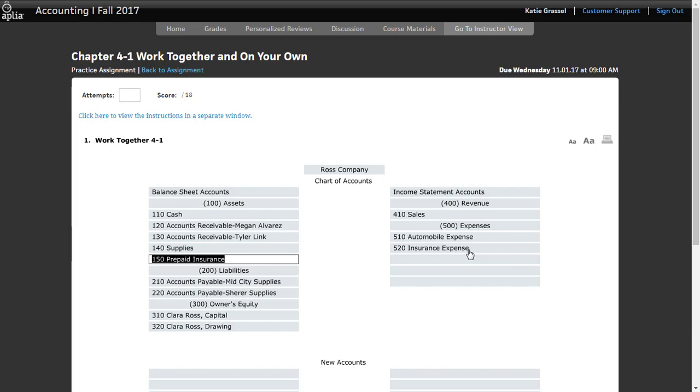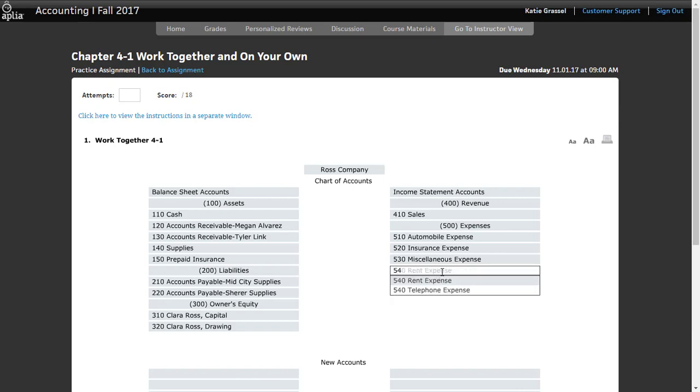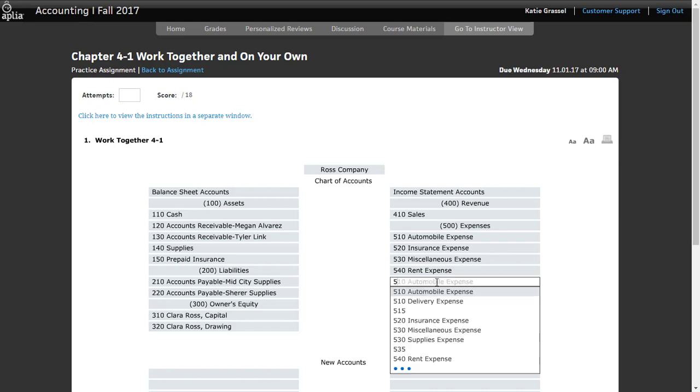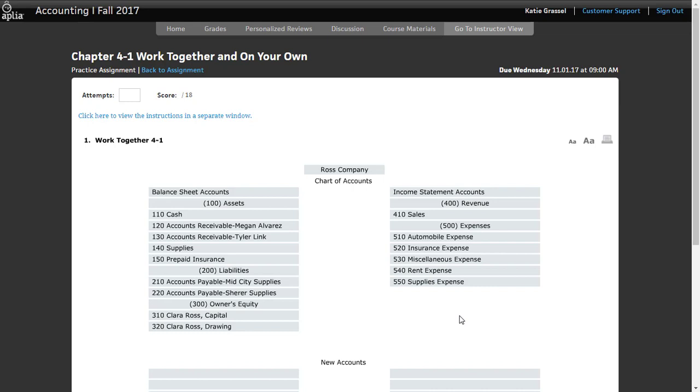Okay? So my next account number is going to be 530. And 530 is which one? Miscellaneous or supplies? Miscellaneous. Oh, good alphabetizing. 540 is going to be? Rent expense. Now, one of the things that is a little bit easy because Aplia only gives you a certain number of choices. You're like, okay, whatever, I can figure it out. But if you were writing it on a piece of paper, would you have that automatic pop up to know which one is what order? Not so much. So Aplia made it a little bit easier for you.